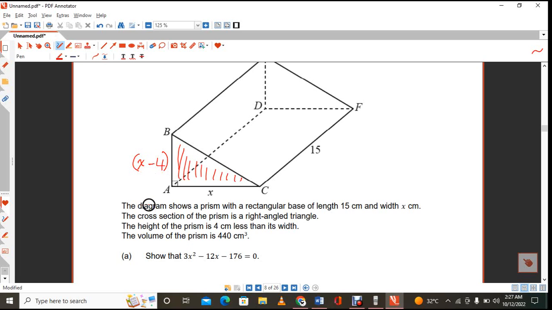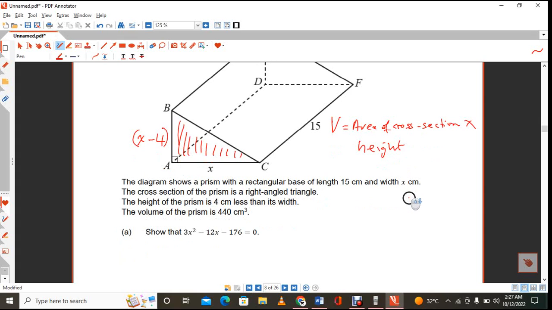Okay, so what do we then know? We're supposed to show that 3x squared, minus 12x, minus 176 equals 0. The volume of the prism, by the way, is equal to 440. Now remember, in order for you to find the volume of a prism, it's going to be the area of the cross-section, in this case the area of this triangle here, multiplied by the length, so multiplied by that 15.